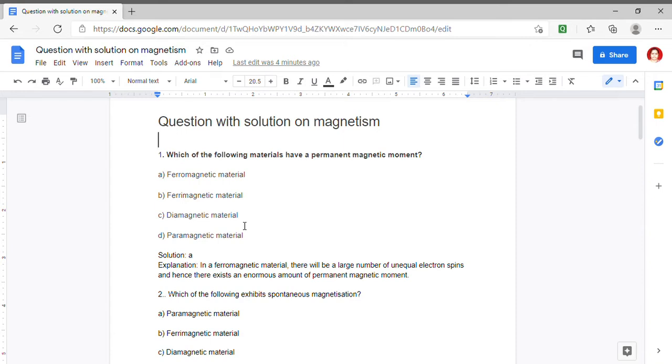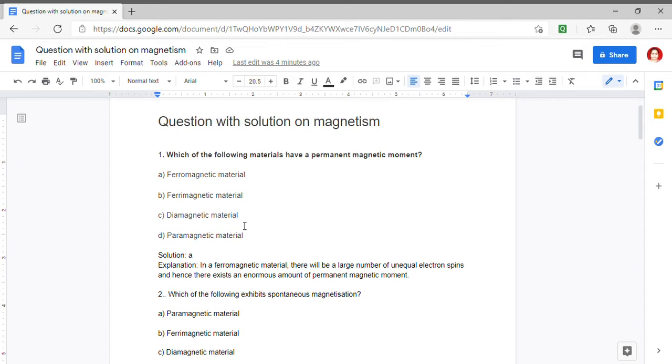I am dealing with the fifth paper of MSc Final Physics, that is Solid State Physics. In my previous lectures, we have discussed about magnetic properties of materials. Now, on the basis of my lecture series, today we will discuss some questions on magnetization. The questions are in the form of MCQ and I am providing you the answers with their explanation.